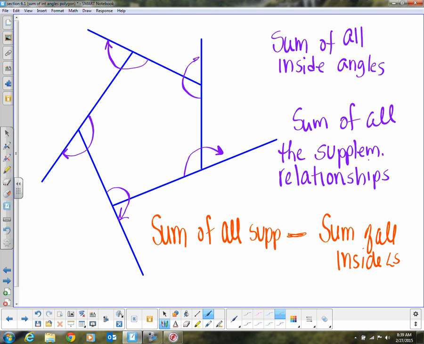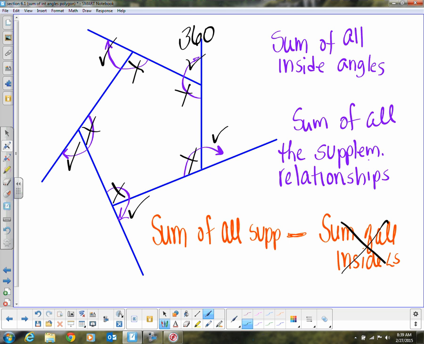All right? Let's look and see what we've actually found. What did we do? We found the sum of all the inside angles, right? And then we added all these supplementary relationships. When we take away the inside angles, I'm taking this away, this away, this away, this away, and this away. So that 360 degrees is the sum of what? This, plus this, plus this, plus this, plus this.